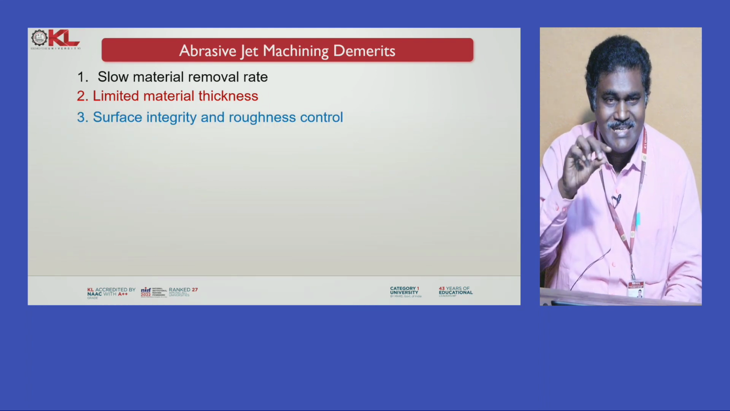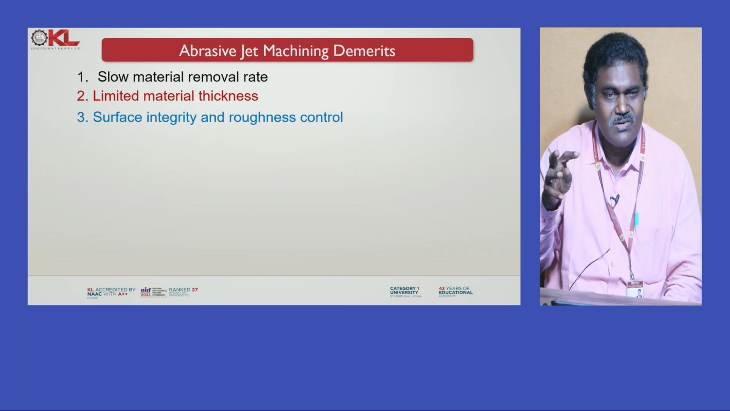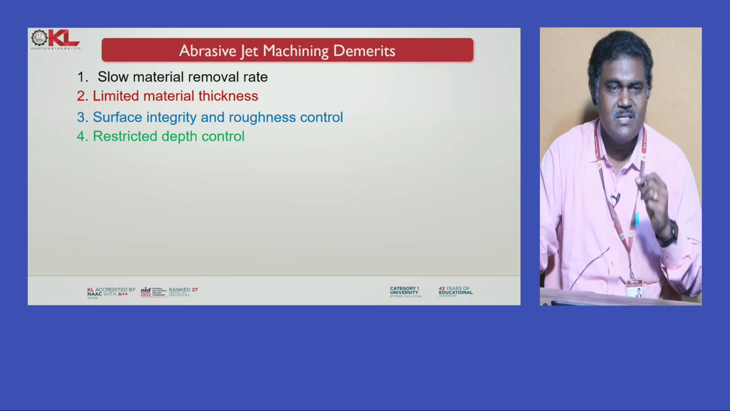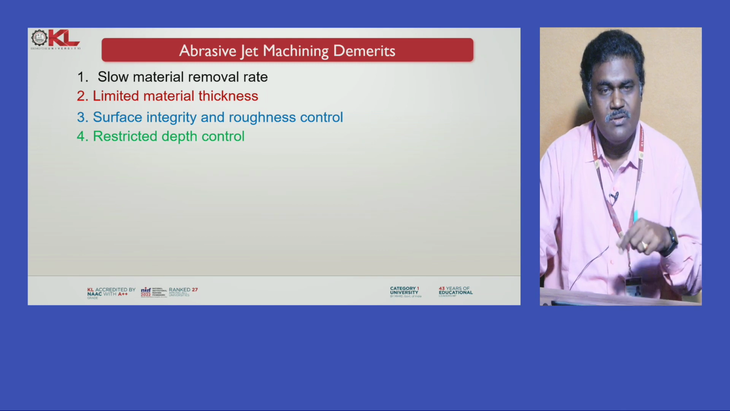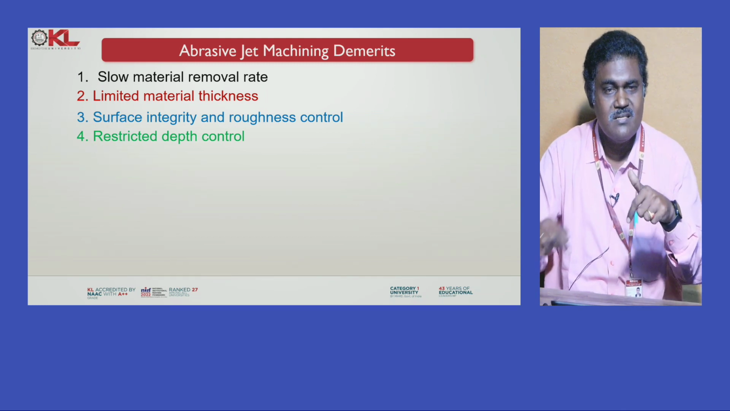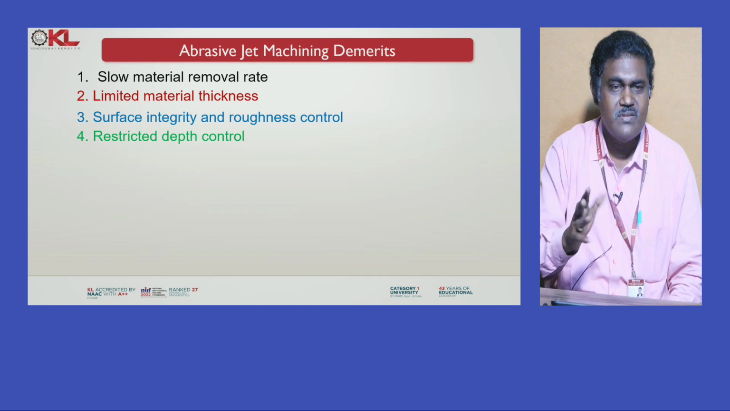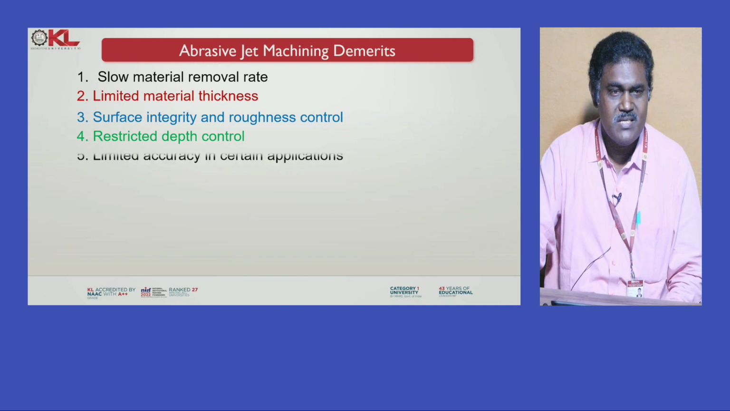Then surface integrity and roughness control. The surface integrity and roughness control is somewhat not acceptable. That is one limitation of abrasive jet machining. Next, restricted depth control. The depth control is also restricted. It does not go in depth. Up to a certain depth you can do it, and after that it's not possible. That is one demerit of this process.